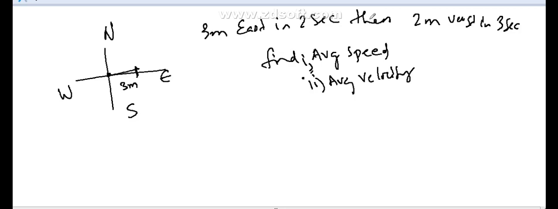So, you want velocity? Tell me. Next question, sir. Yeah, tell me. You are asking something? No, sir. I'm asking whether you are saying next question or not. Yes. Next question is: a man goes from A to B at V1 speed. Yes, speed is V1, sir.